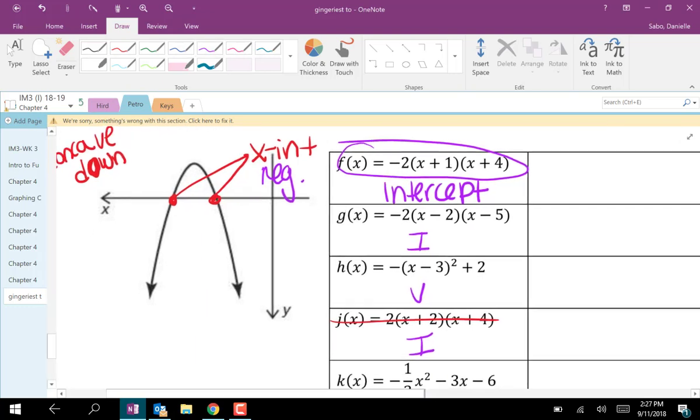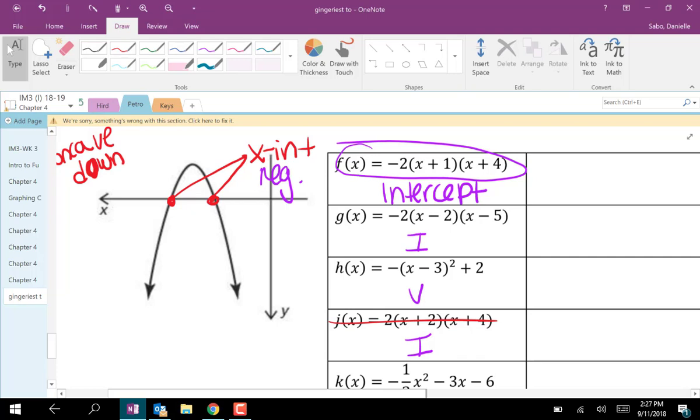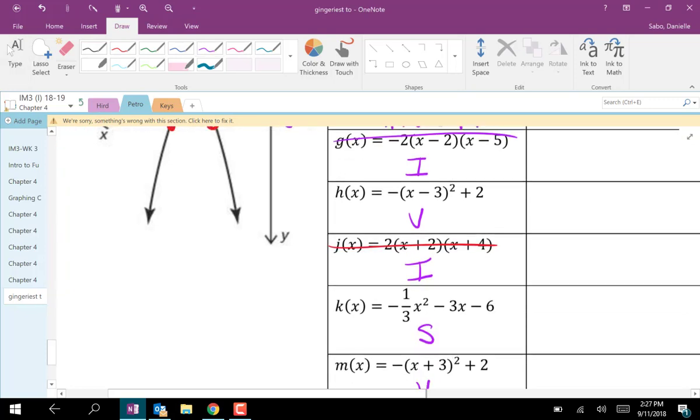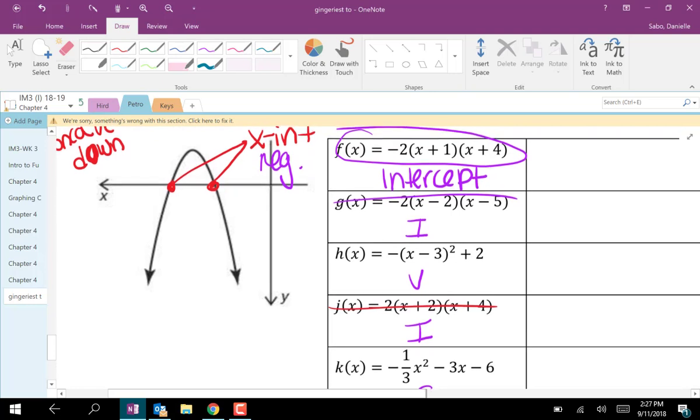Okay, the next one. The x-intercepts in G, are they positive or negative? Positive, so they're gone. Goodbye. Get out of there. Okay, so we just eliminated those. Now let's go to vertex.